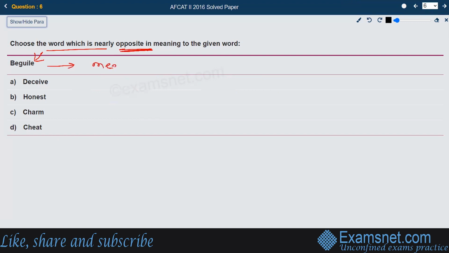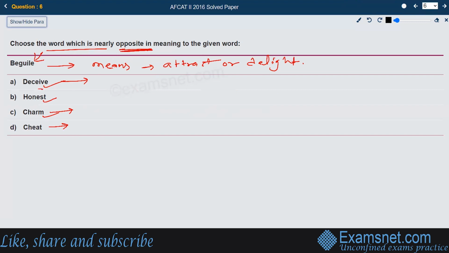The meaning of beguile is to attract or delight someone, to make someone happy or make someone attracted towards yourself. That is what beguile means. We have to find out the opposite of this. And look at the options. First option is deceive, that is to deceive someone, to cheat someone. Another one is honest. Another one is charm, that is to delight someone. Another one is cheat. So cheat and deceive are actually synonyms of the word beguile.